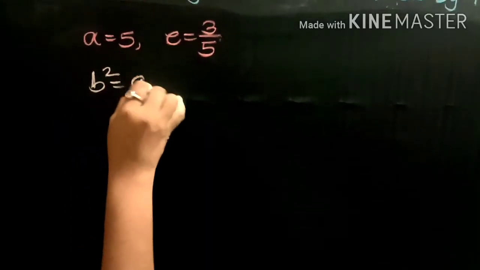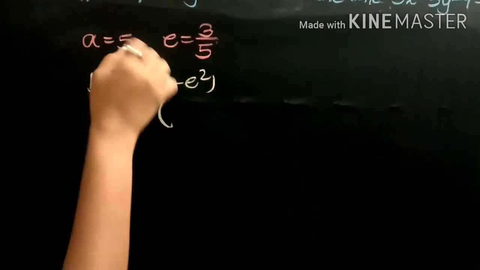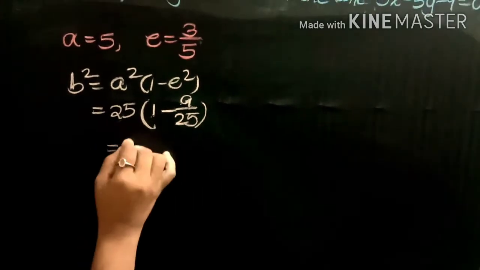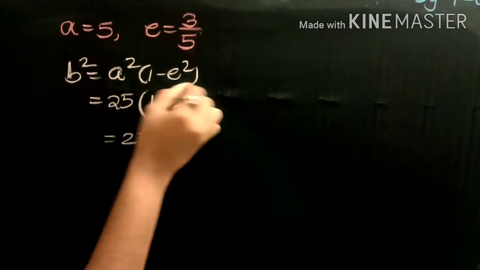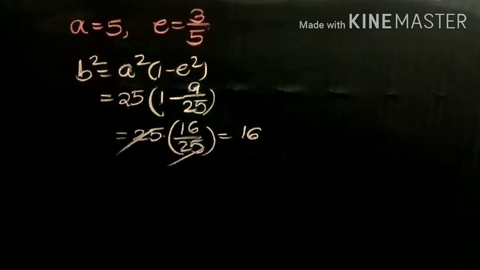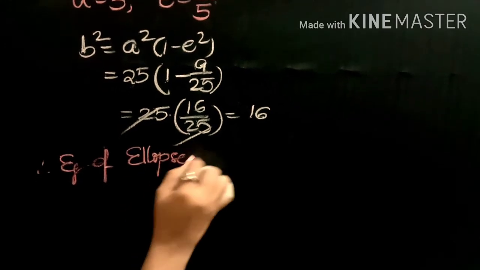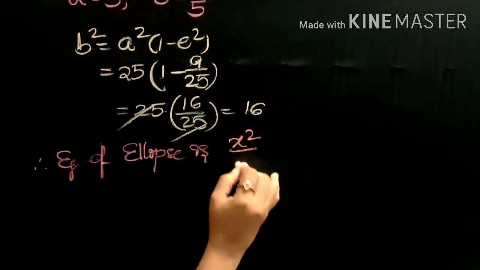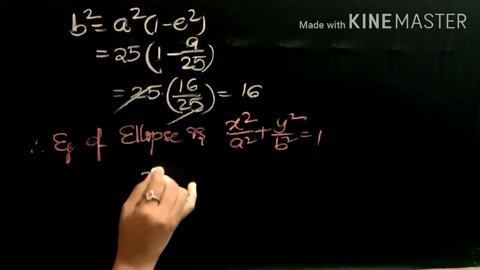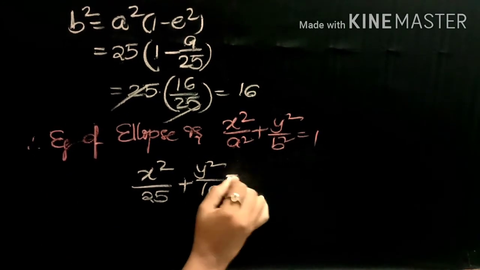The value of b square by using the formula b square is equal to a square into 1 minus e square. Here a is equal to 5, then a square is equal to 25 into 1 minus, this is 9 by 25. Now taking LCM, we get 25 into (25 minus 9) by 25, that is 16 by 25 into 25, equals 16. Therefore, the equation of the ellipse is x square by a square plus y square by b square equals 1. That is x square by 25 plus y square by 16 equals 1. That's all.